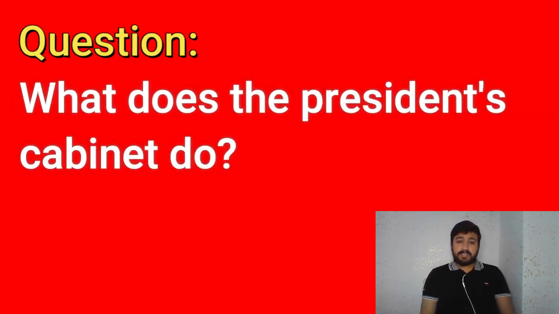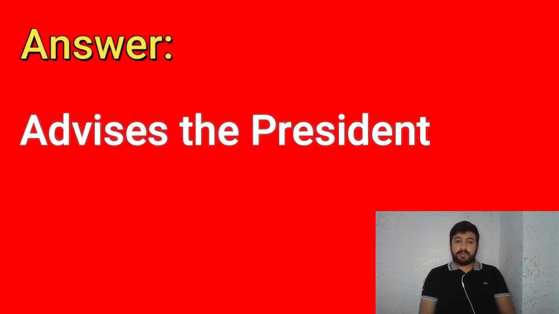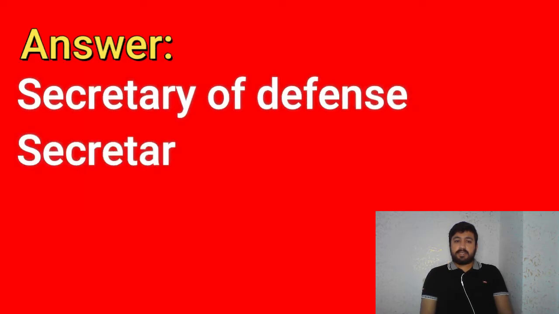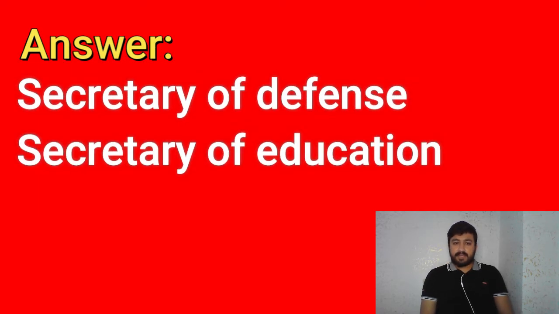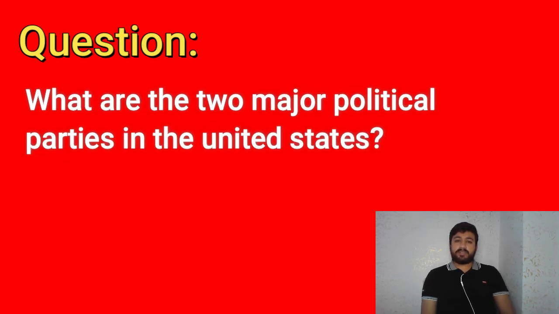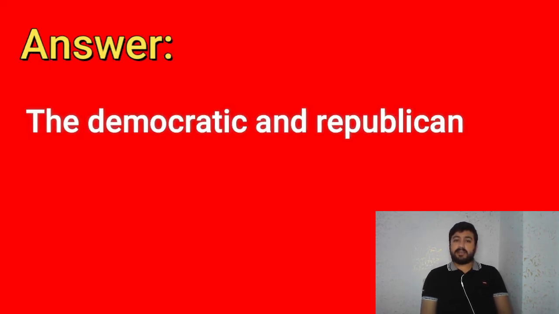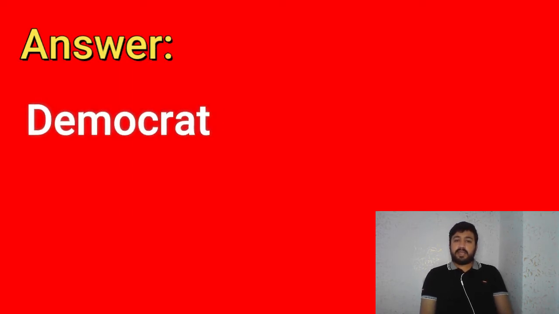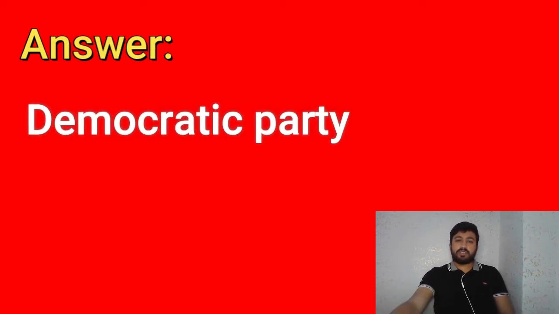What does the president's cabinet do? Advise the president. What are two cabinet level positions? Secretary of Defense and Secretary of Education. What are the two major political parties in the United States? The Democratic and Republican. What is the political party of the president now? Democratic Party, because Joe Biden is part of the Democratic Party.